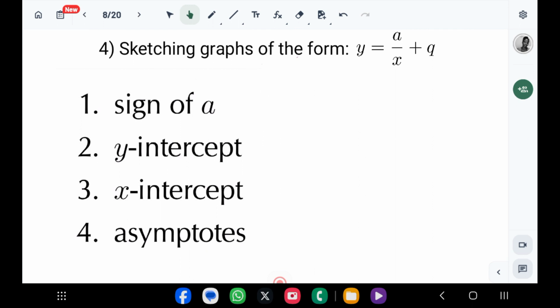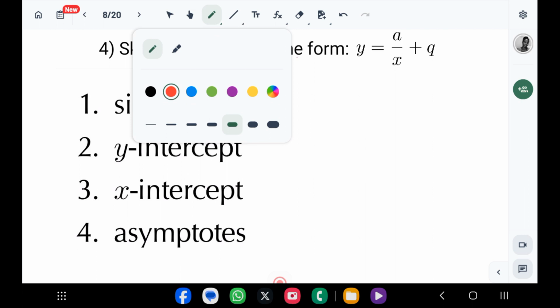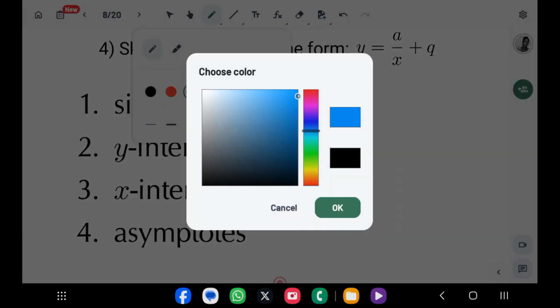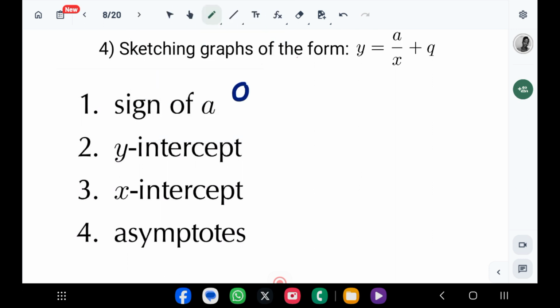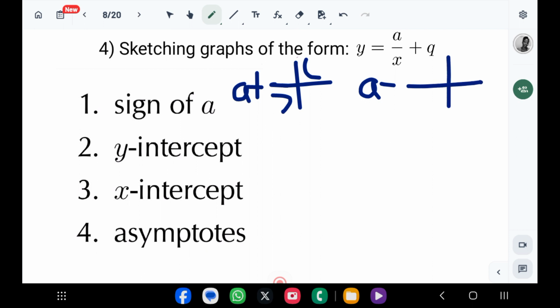Now, this is how you sketch the graphs of the form y equals a over x plus q. You first figure out what the sign of a is. If your a is positive, then you have your graph on the first and third quadrant. When your a is negative, your graph will be on the second and fourth quadrant.